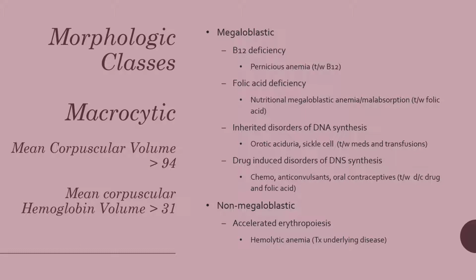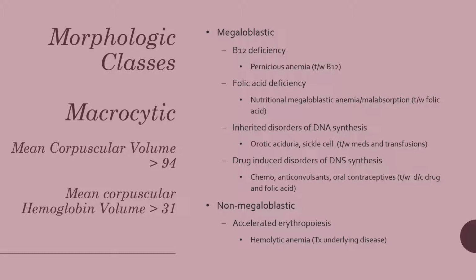The treatment, again, is to just treat with supplemental folic acid. There are some inherited disorders of DNA synthesis, orotic aciduria, sickle cell anemia. The treatment here is going to be with medications and transfusions. There's not directly a vitamin deficiency linked to this version of megaloblastic anemia.